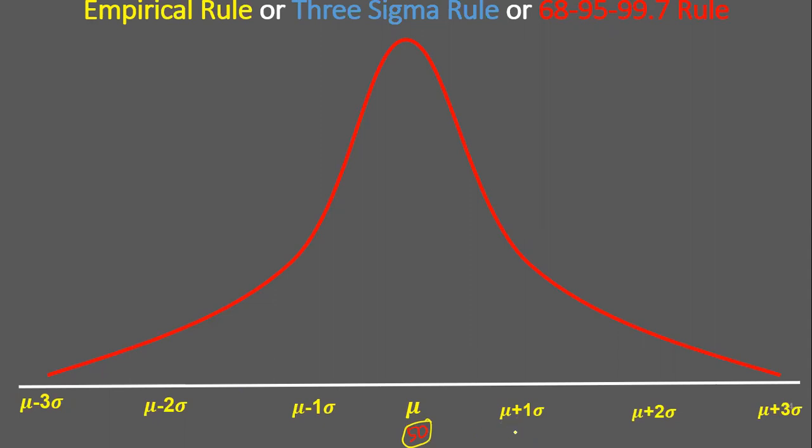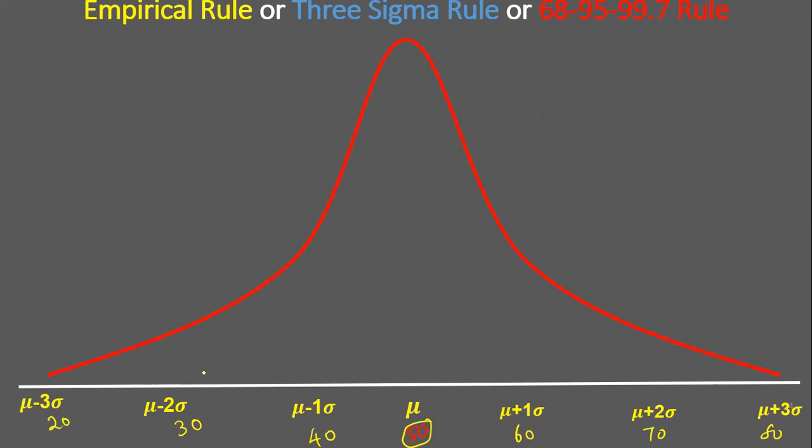So 50 plus 10 will give you 60. 60 plus 10, 70. 70 plus 10, 80. Then here 50 minus 10, so it is 40. Then here 30. Then we are going to have this as 20. So from there only, we have taken the marks from 20 to 80.